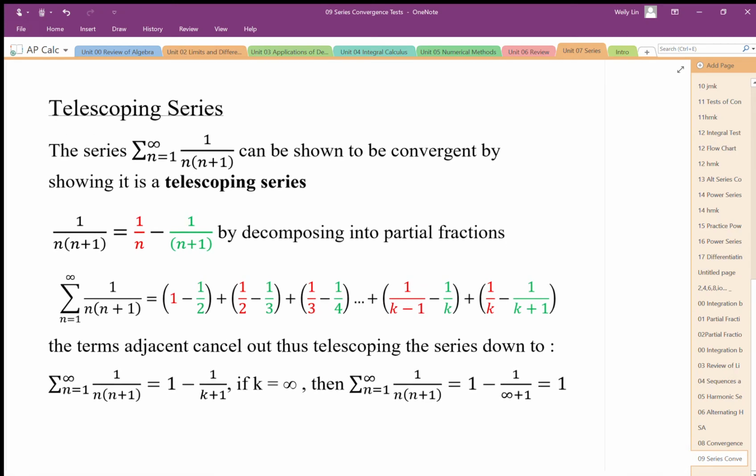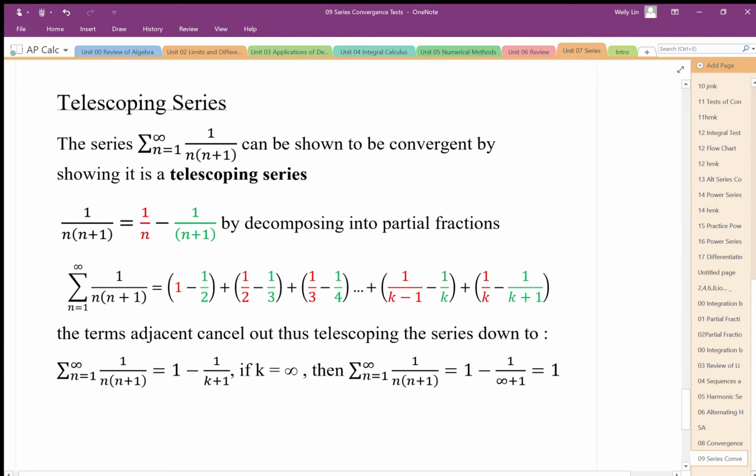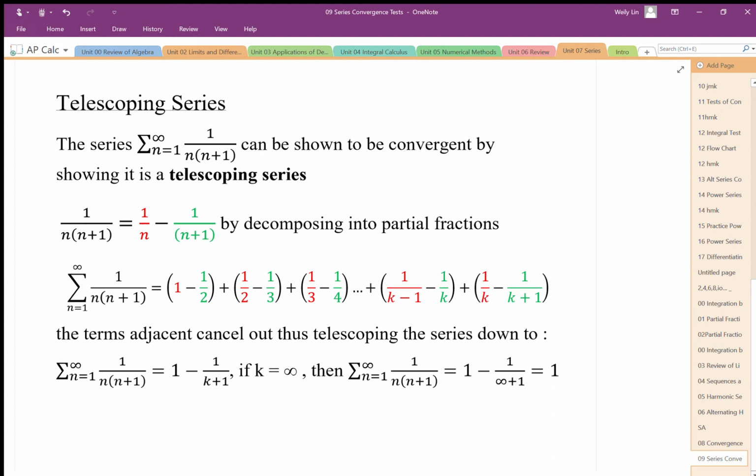So this is a bit of an extra, and we don't really use this one as often as the other ones, but we can use something called a telescoping series. And only certain series kind of fall into this category. So an example is this one here where we have 1 over n times n plus 1.